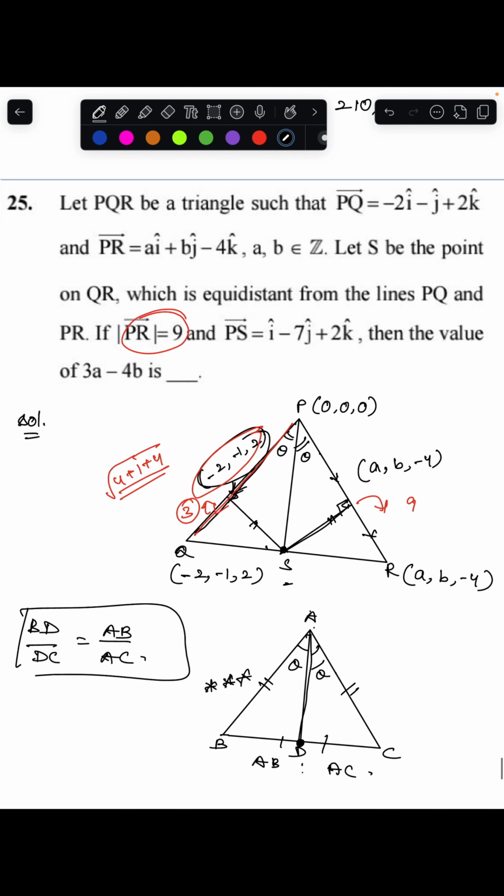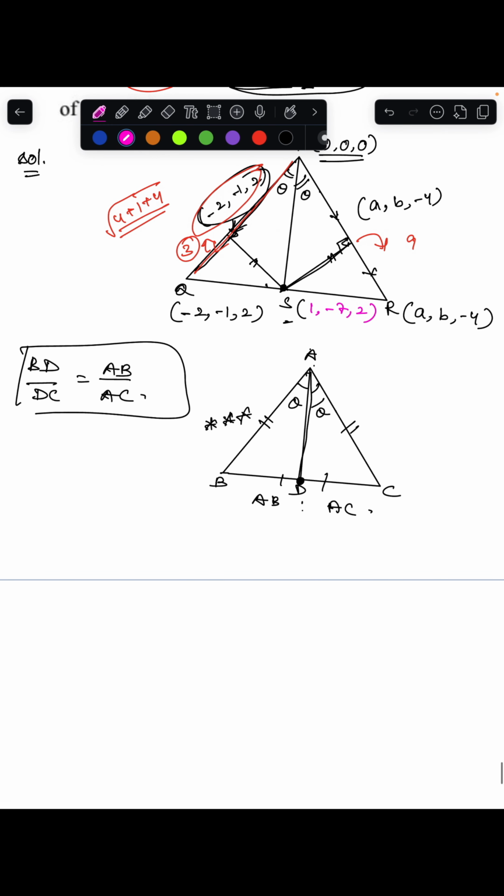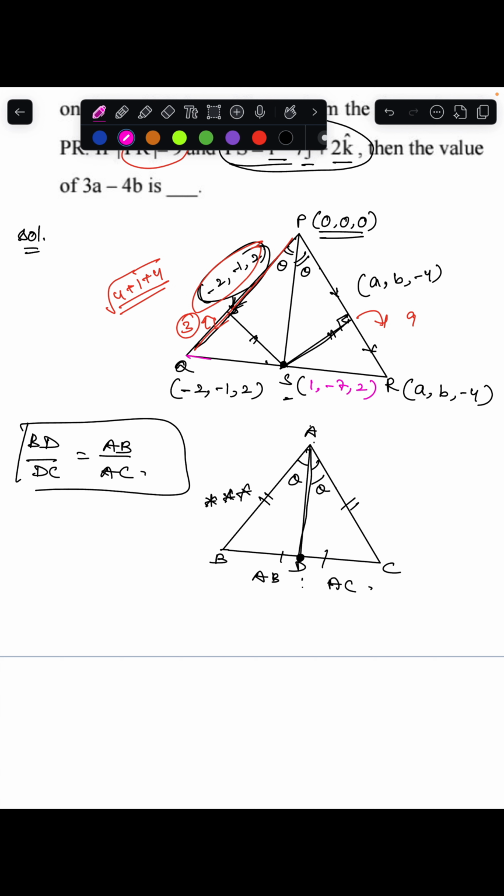And PS bar is also given, which is i cap minus 7j cap plus 2k cap. As P is the origin, I can write this as 1, minus 7, 2. So now I can find the ratio in which S divides QR. That is nothing but 3 is to 9, that means 1 is to 3. So we know the ratio, we know the coordinates.